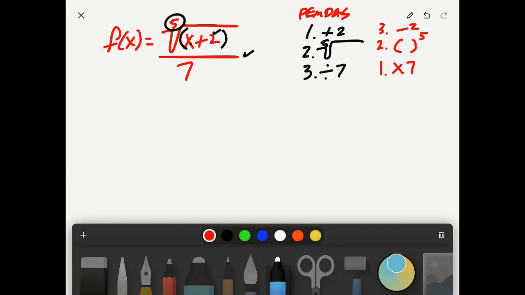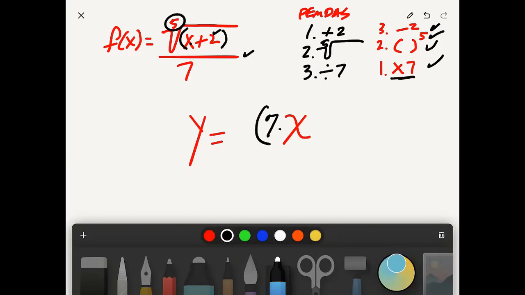Now, when we get done, we know we're going to have y equals something, and we're going to have x here. Now, all we're going to do is go through and do each one of these things in order, and then we'll have the inverse. So the very first thing that we're going to do is multiply by 7. Okay, next thing that we're going to do is take it to the 5th power. So we're going to raise the whole thing to the 5th power.